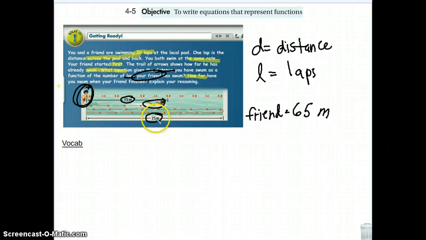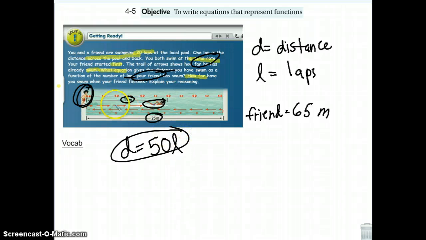Now we have to write our equation where distance is affected by the number of laps. So if we both started at the same time and we swam at the same rate, it'd be really easy to write this function rule. It would be d, which is the distance, equals 50, because that's what a lap is. A lap down and back is 50 meters times however many laps we swam. Now this would be our function rule if we both started at the same time, but unfortunately we did not.